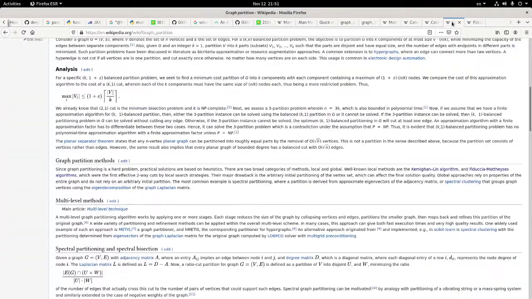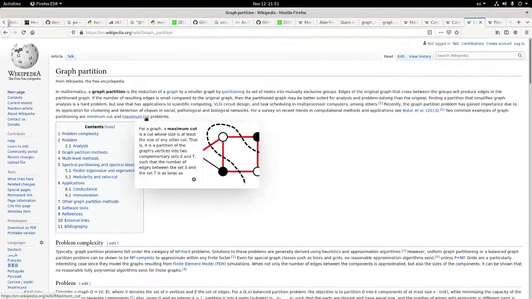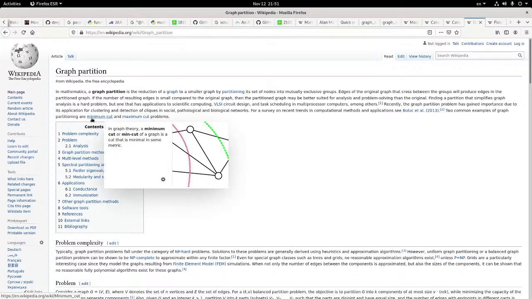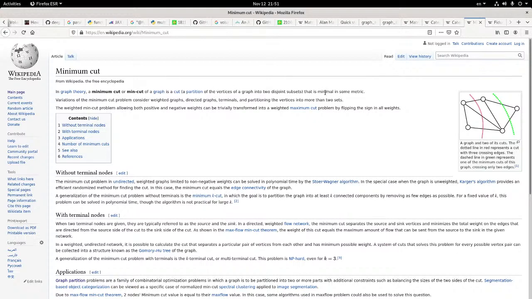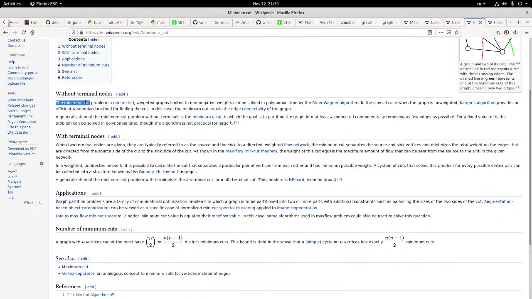Wait, okay, so what exactly is graph partitioning? Minimum cut and maximum cut problems. There's minimal and some metric. Allowing both positive and negative weights can be trivially transformed to weighted maximum cut problems by flipping the signs in all weights. Oh, fascinating. Without terminal nodes.